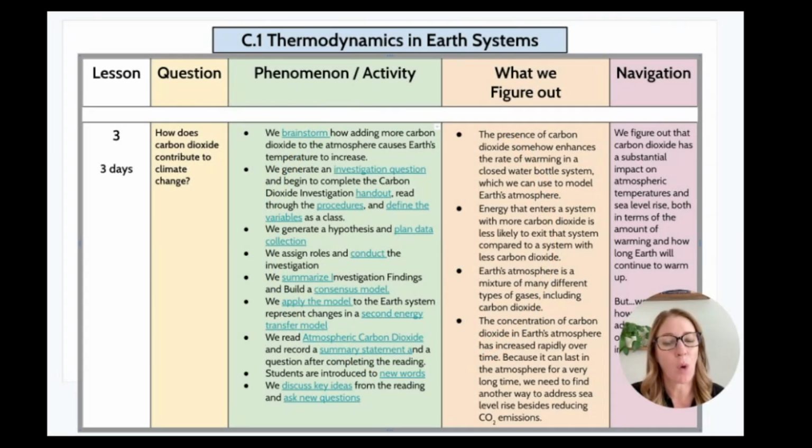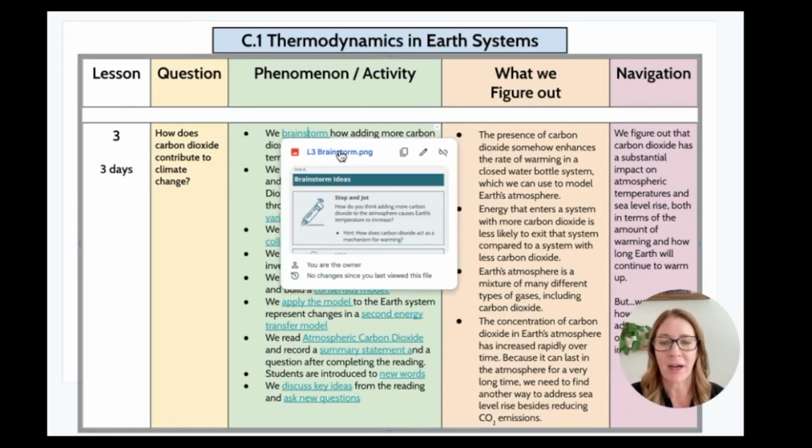In this video, I'm going to walk you through lesson 3 of unit C1. In lessons 1 and 2, we really came to realize that carbon dioxide is most likely the cause of increasing temperatures and increasing sea levels. And so we brainstorm how adding more carbon dioxide is going to cause the temperature to increase.